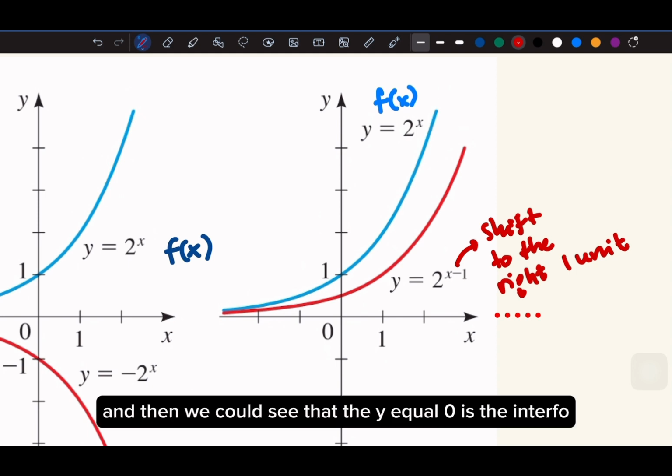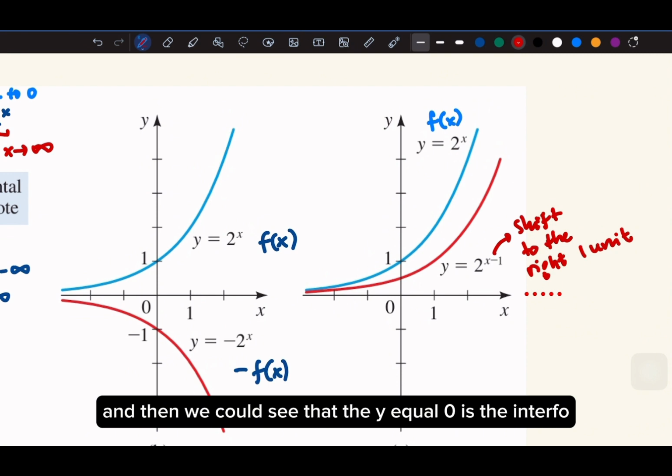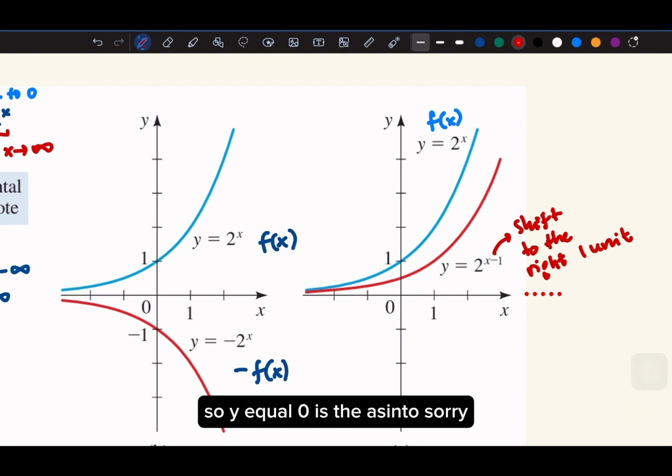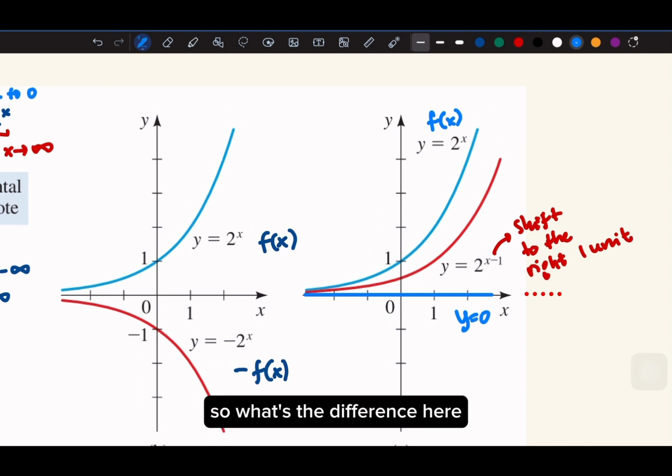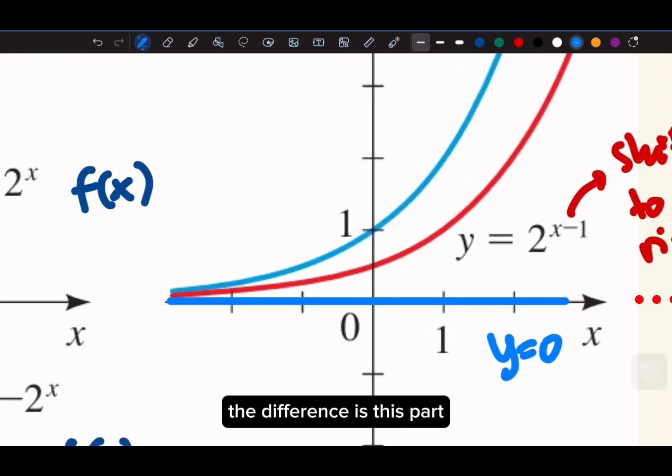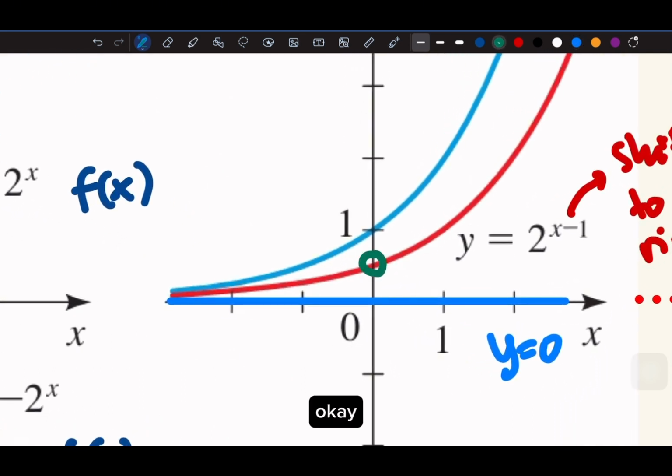And then we could see that y equals 0 is the asymptote. So this will be the asymptote, y equals 0. So what's the difference here? The difference is this part.